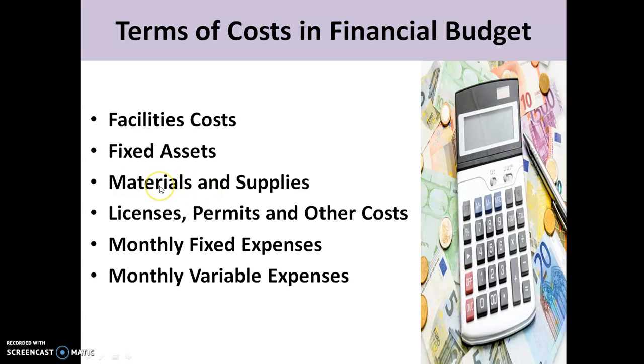The third is materials and supplies, like office supplies, advertising and promotion materials. You will need an initial supply of these to get started. The fourth is other costs like licenses and permits, or insurance deposits, or legal fees to register your business with SSM, and preparing operating documents.